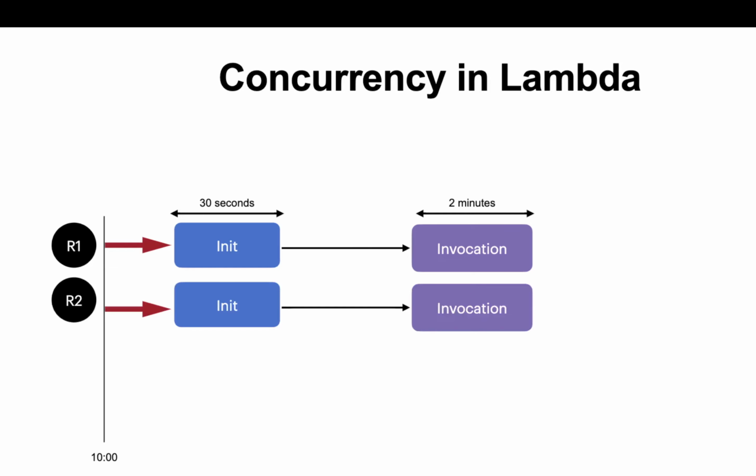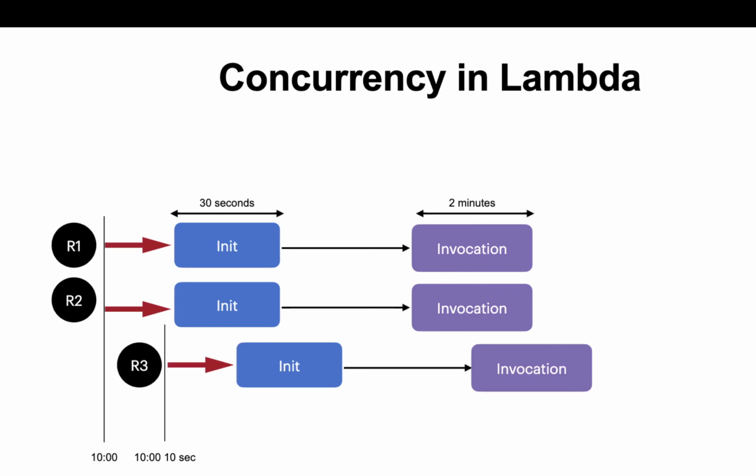Now let's say we send another request exactly at the same time. Now essentially we have two concurrent requests. In this case, a new function instance will be called, and that function instance will also go through init and invocation. So every concurrent request goes through a separate function instance, a Lambda instance.